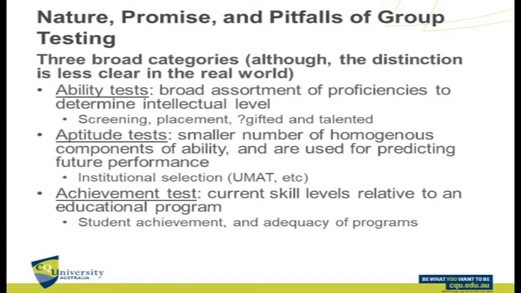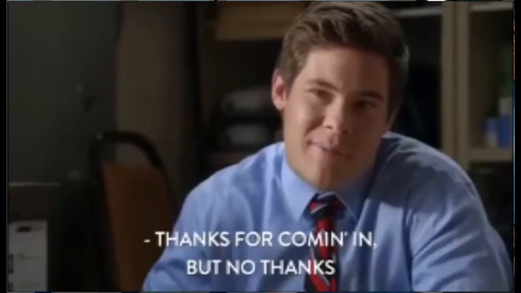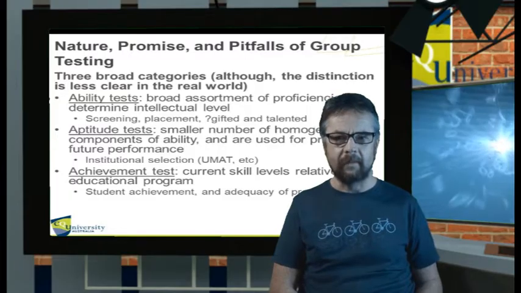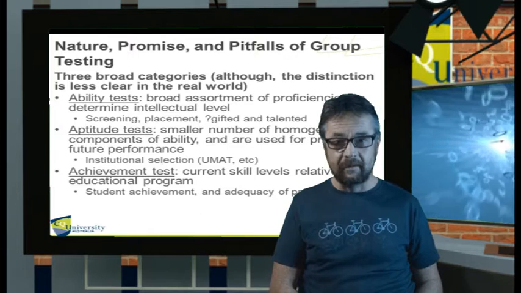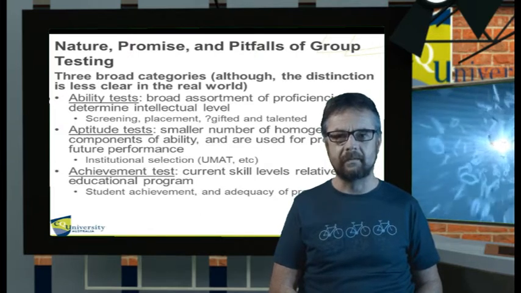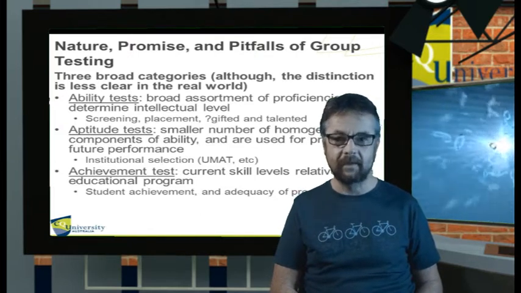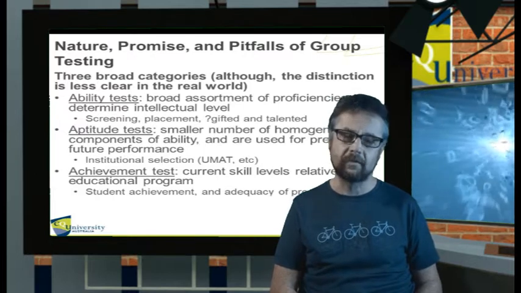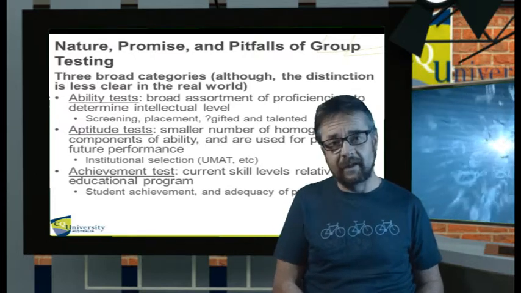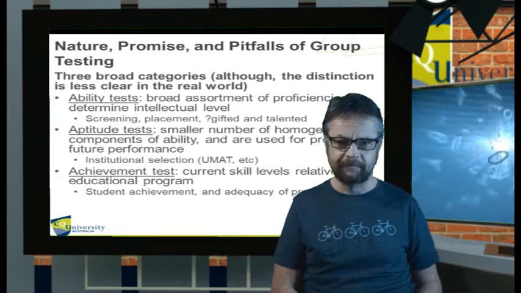Right. Okay. Now, aptitude tests are designed to predict future performance, i.e. what you have an aptitude for. It's used by institutions to select employees and by universities to select students. So, for example, the UMAT, the Undergraduate Medicine and Health Sciences Admission Test, is used specifically to assist with the selection of students into medicine, dentistry and health science degree programs.